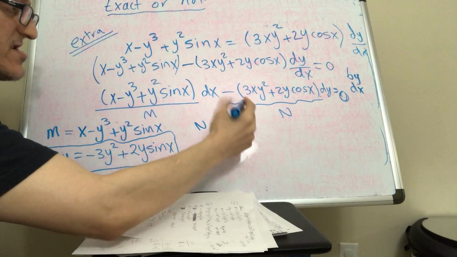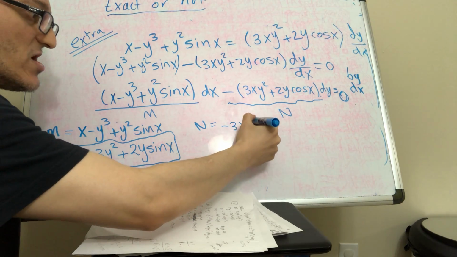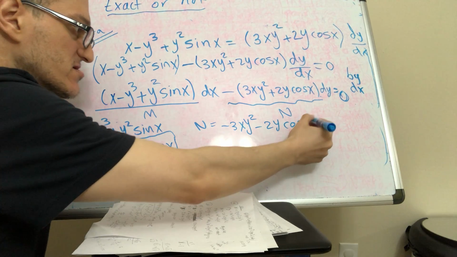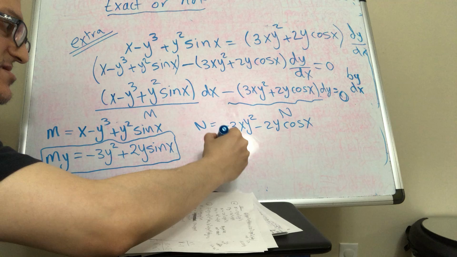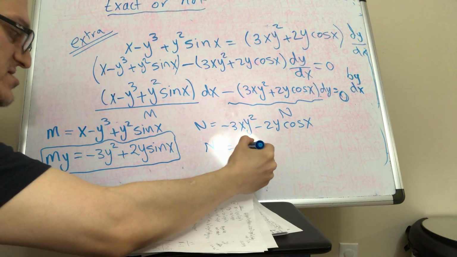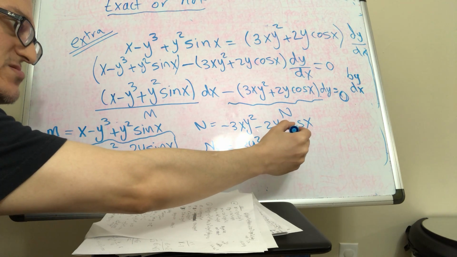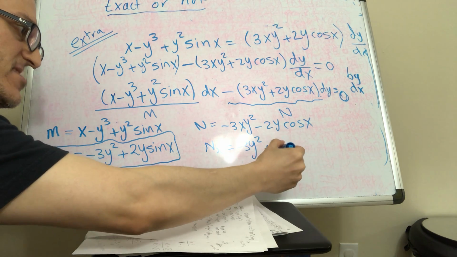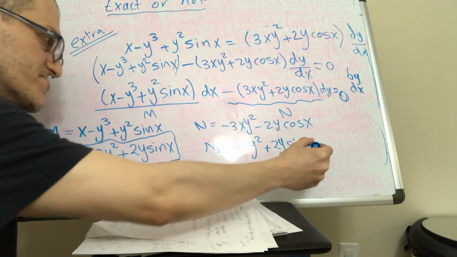N would be minus this, so it would be minus 3xy squared minus 2y cosine x. And since this one is y, I'm going to find the derivative with respect to x. A constant in front of x would be just a constant. The derivative of cosine is minus sine, and a minus times a minus becomes positive 2y sine x.